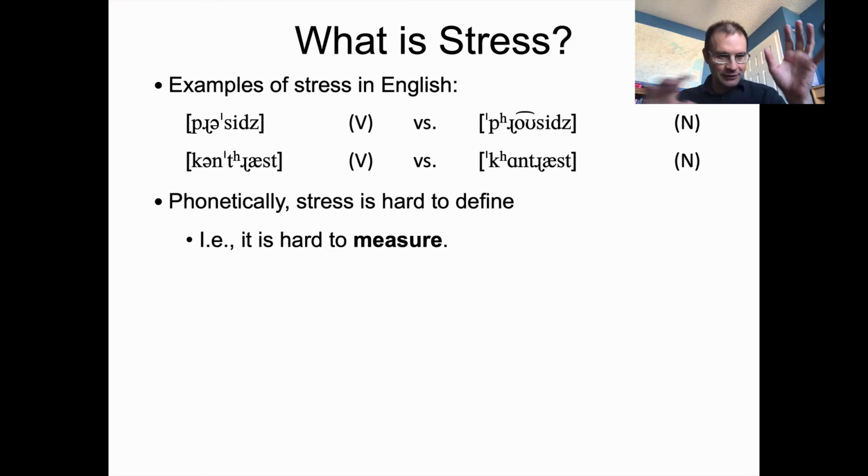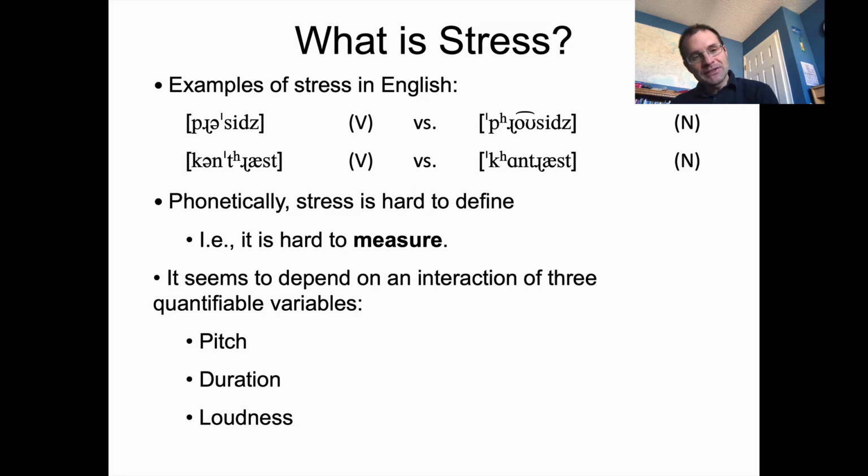We're going to have to look in a variety of different domains to get a good understanding of how it works. So stress basically depends on an interaction of three quantifiable variables that we can look at in an acoustic record of speech. It will depend to some extent on pitch or fundamental frequency. It will depend on duration as well, how long things take, how long segments last, that sort of thing. And it will also depend on loudness, which is going to be the focus of the lecture today.